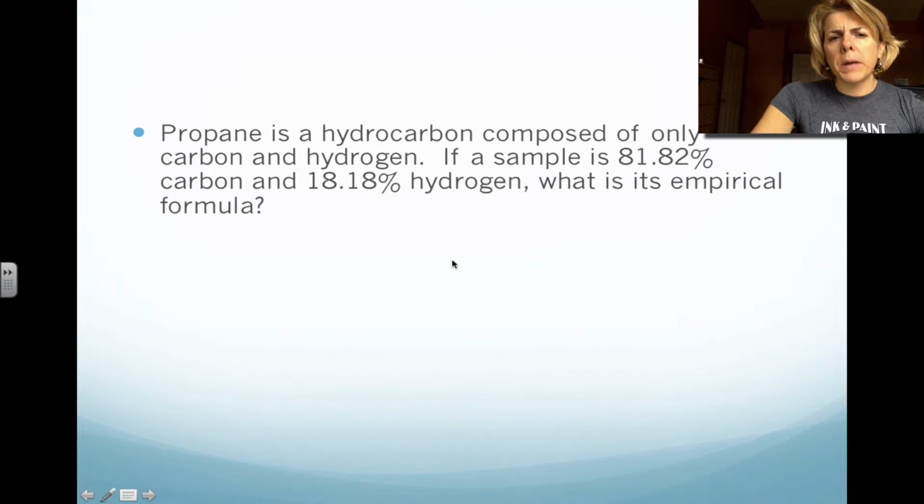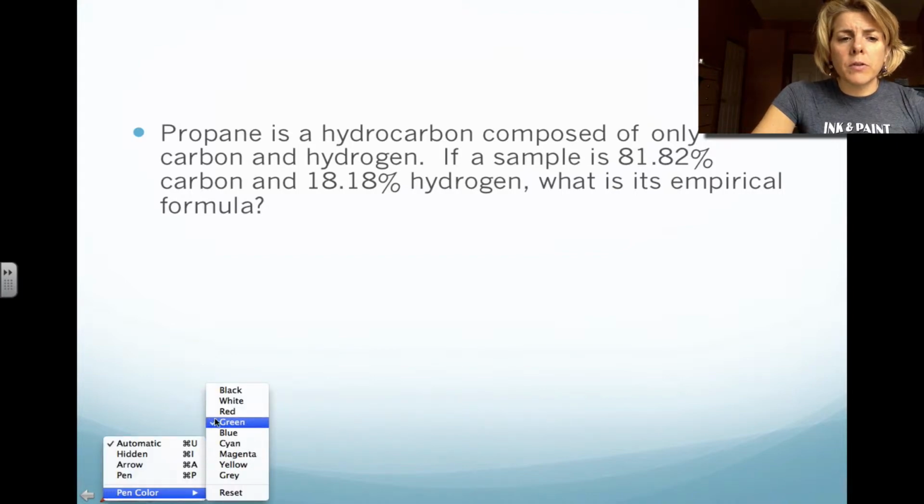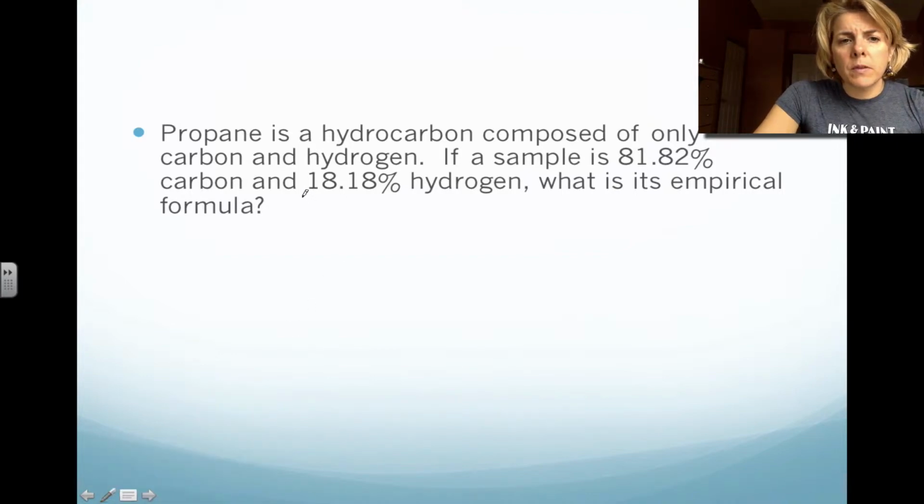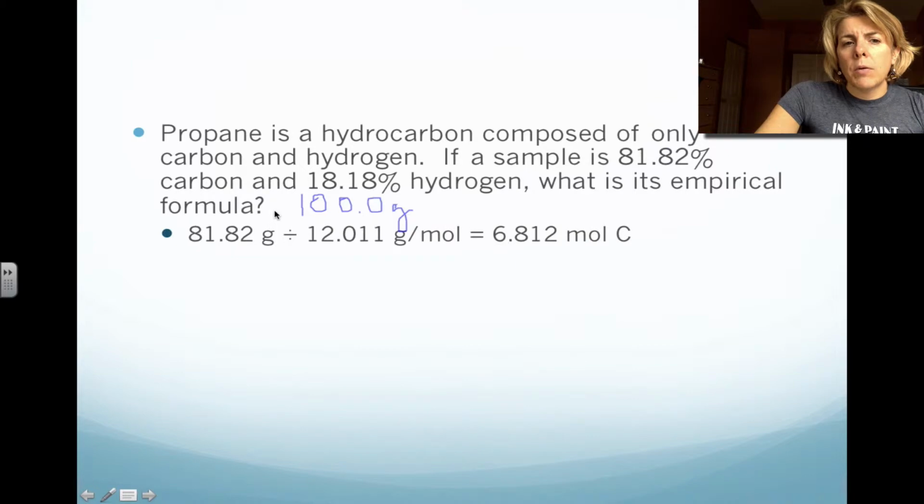Okay, so here we have propane, and it has carbon and hydrogen only. They say we have 81.82% carbon, 18.18% hydrogen. What is its empirical formula? The first step with this kind of problem is you're going to assume that you have 100 grams. So remember how I said you want to assume you have 100 grams. And you're going to take each percentage in its decimal form and multiply it by 100. And when you do, you get 81.82.